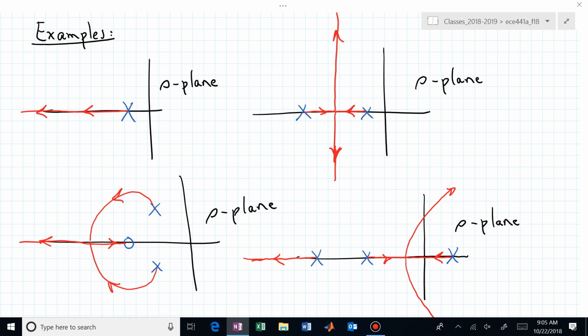Anyway, we use x's as poles and zeros as open circles, and depending on how those are positioned in the complex plane, that influences the red lines as they move through the complex plane. And we are going to learn how to sketch these red line diagrams, these root locus diagrams.